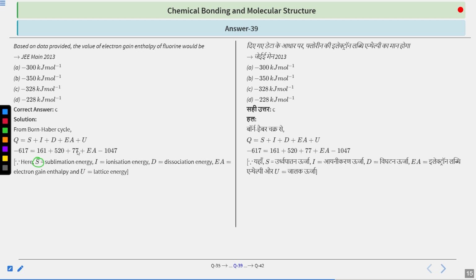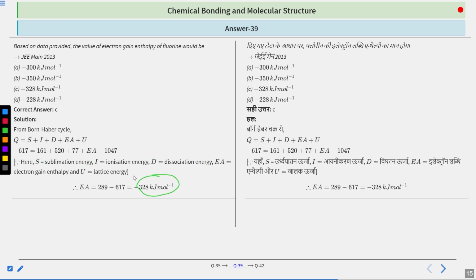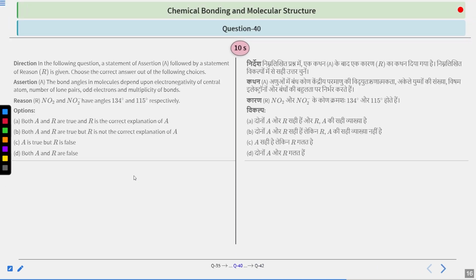Where S is the sublimation energy, I is the ionization energy, D is the dissociation energy, E is the electron gain enthalpy, which you have to calculate, and U is your lattice energy. Clear? Okay. So this is question number 39. Now moving on to the next question. If you just calculate it, it is minus 328 kilojoule per mole. Now next question. Question number 40.